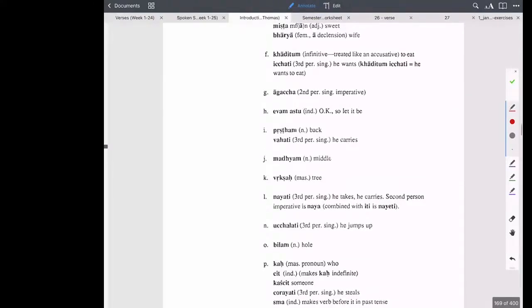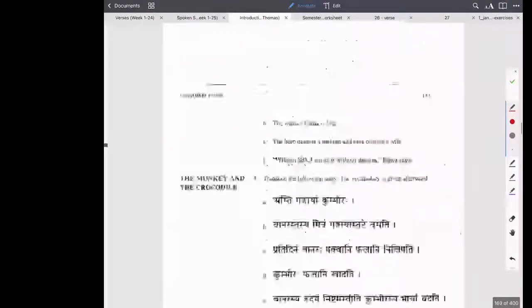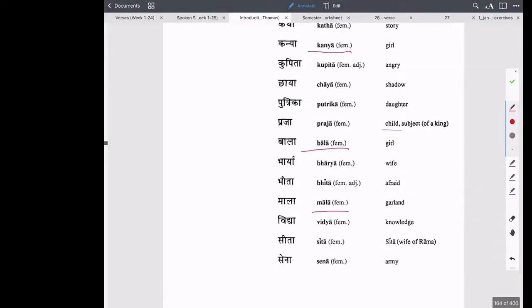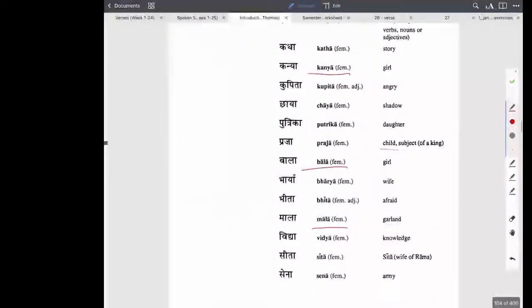So therefore, Bhita Sena. Okay, where are we now? Sita, wife of Rama. Sita, one of my favorite names. And army, Sena. Okay, let's together. Katha, Kanya, Kupita, Chaya, Putrika, Praja, Bala, Bharya, Bhita, Mala, Vidya, Sita, Sena. I'm sure you'll figure out the pattern by now. They all end with long A's.